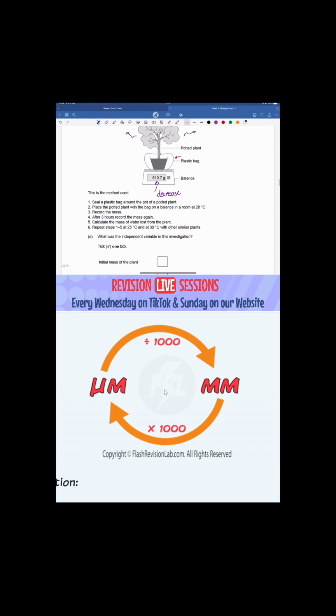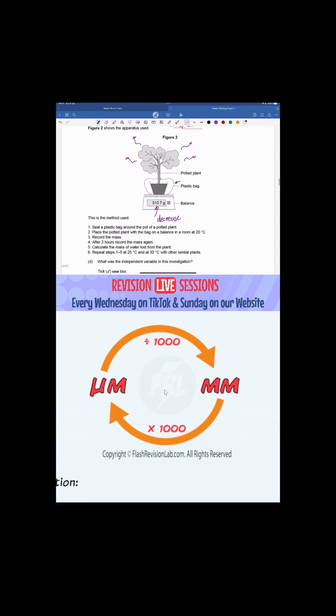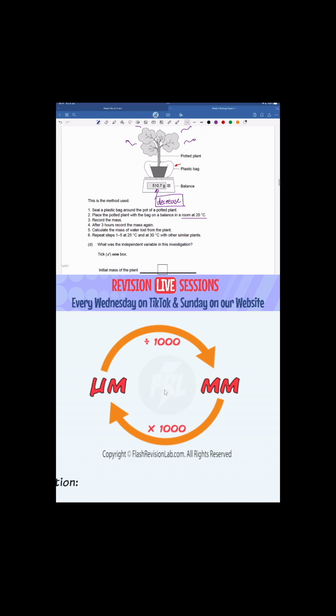Good. So let's look at the method here. Seal the plastic bag around the pot of a potted plant. Yep, we can see that from the diagram. Place it on a balance at room temperature, 20 degrees. We'll come back to that in a second. Record the mass, and then you wait for 3 hours and then record the mass again. So what would you expect to happen? You would expect the whole thing to decrease. Calculate the mass of water lost, and then you repeat it at different temperatures.